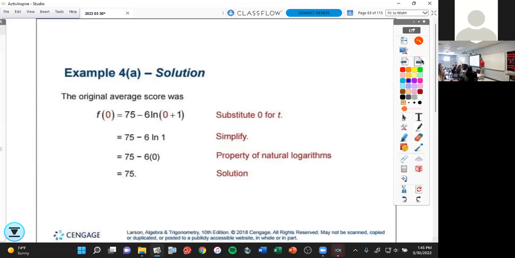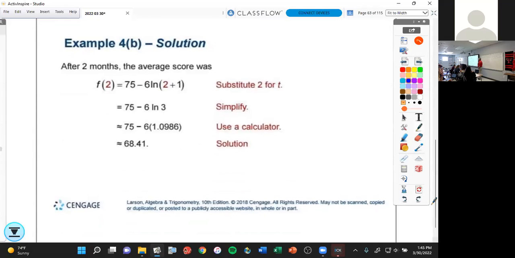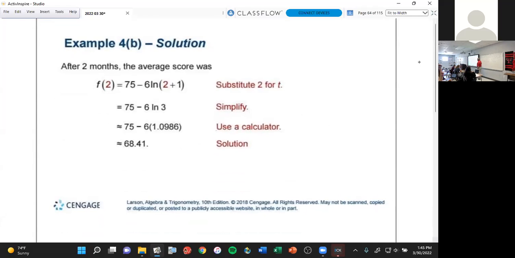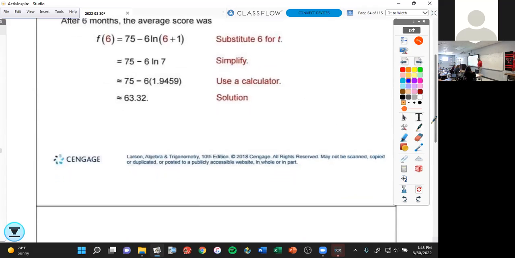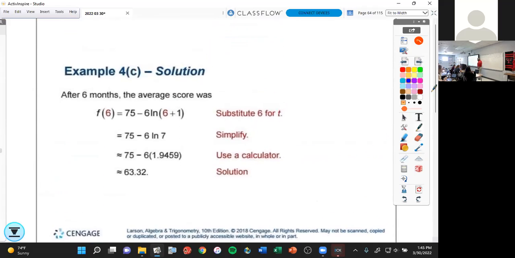Okay, so here's the solution, part A. Part B. Part C. Same answers we got. What is this? 1.9? That's what you get when you take the natural log of 7. Oh, they just did that beforehand. Yeah. And that is it for 5-2.